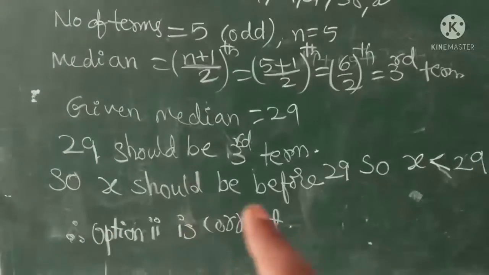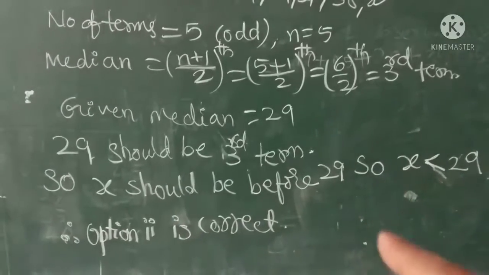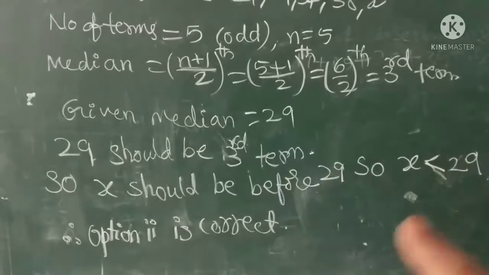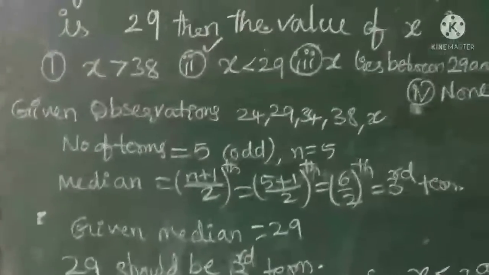So here x should be before 29, then only 29 will be the third term. So x value should be less than 29. Option 2 is correct, that is x less than 29.